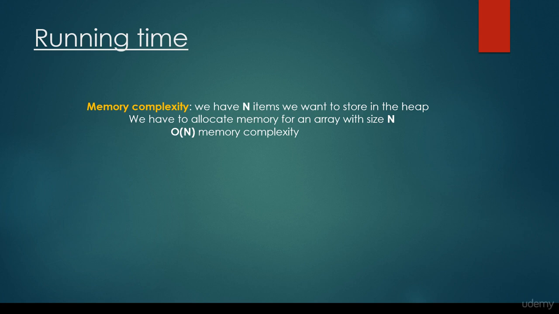So what about the memory complexity? We have n items we want to store in a heap data structure, so we have to allocate memory for an array with size n. That's why the memory complexity is going to be linear, in the sense that it's going to be O(n). Of course, it's not that counterintuitive because somehow we have to store these n items. Okay, so it's going to have O(n) memory complexity.